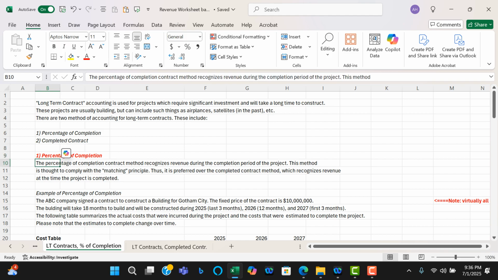Okay, so we're building a building. The percentage of completion method recognizes revenue during the completion period of the project. That means that if a project takes 2 years to complete, you're going to recognize revenue over those 2 years.